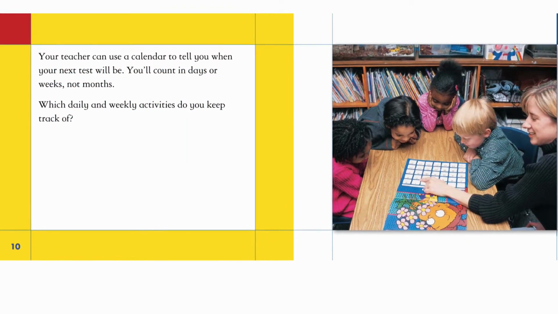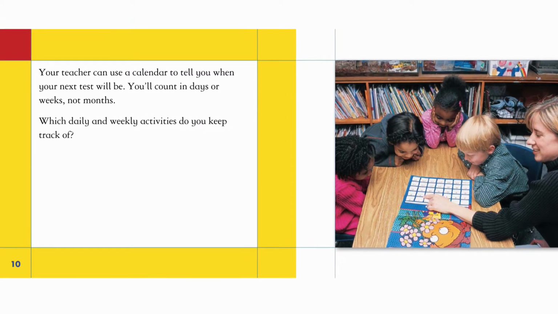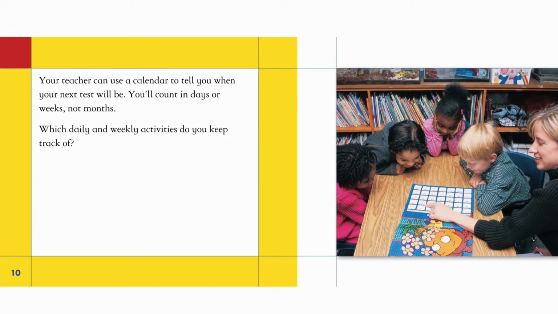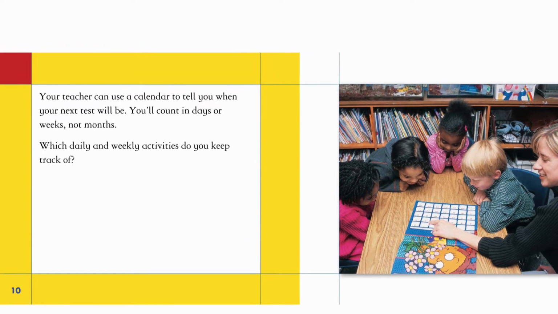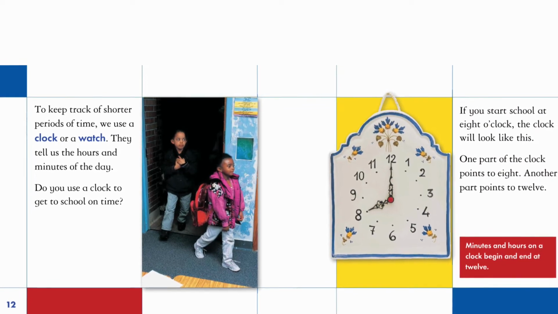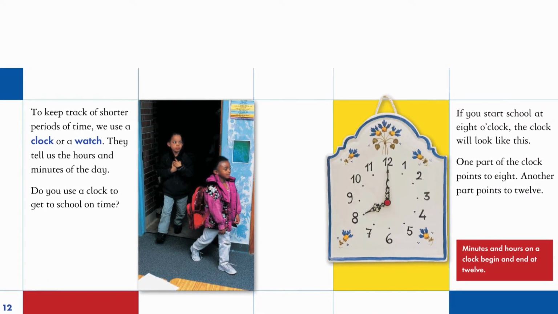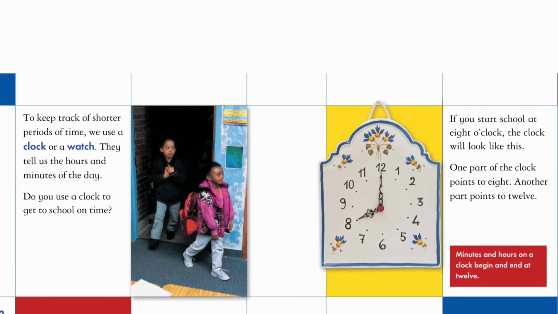Your teacher can use a calendar to tell you when your next test will be. You will count in days or in weeks or in months. Which daily and weekly activities do you keep track of? To keep track of shorter periods of time, we use a clock or a watch. They tell us the hours and the minutes of each day.